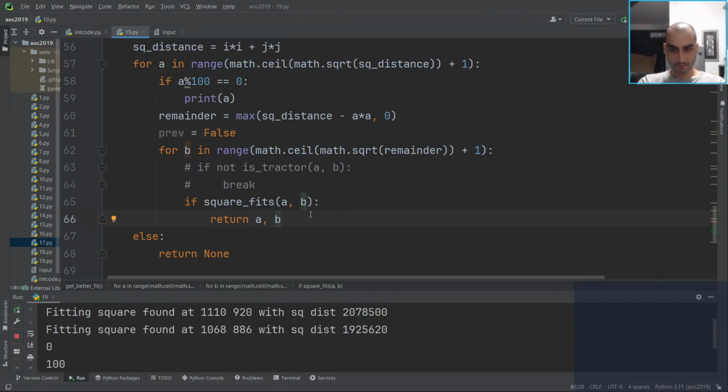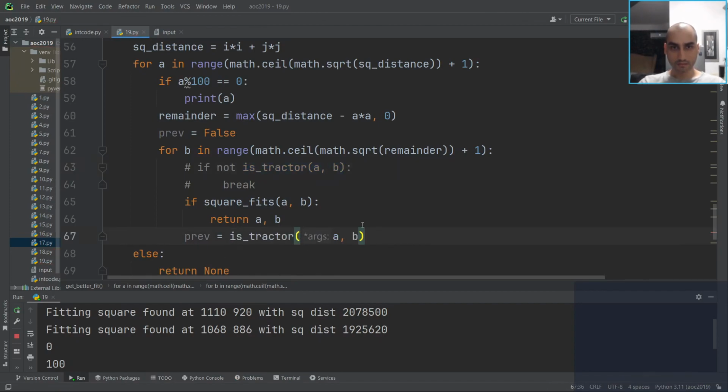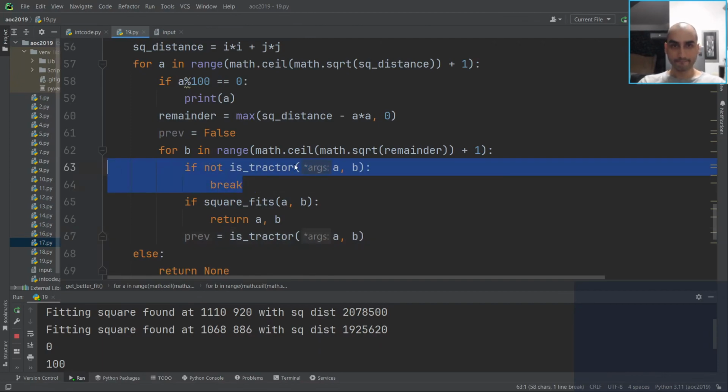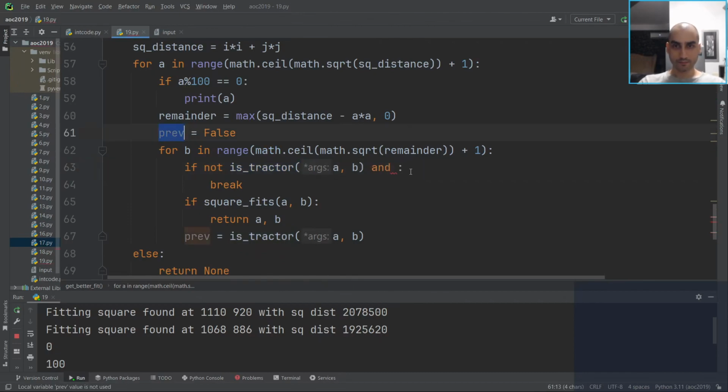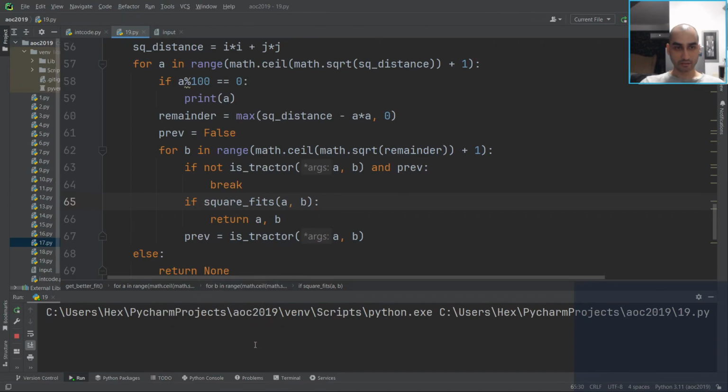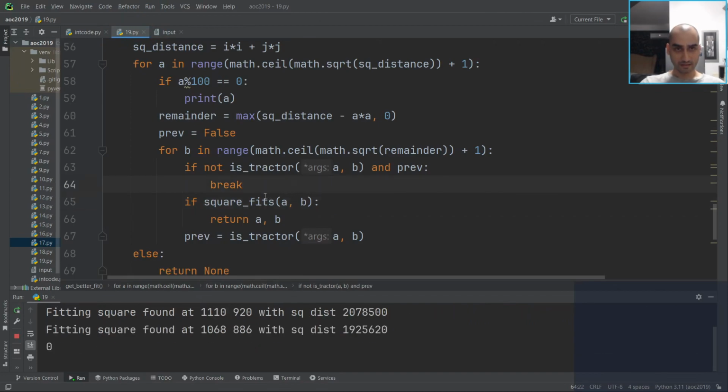We can say prev equals is tractor, whatever this is. So at this point, if we're at a non-tractor and prev was a tractor, then we can break. There's no point trying any more below because it's all going to be non-fits. Alright, let's try that now. So that will reduce the amount of B's we try. We could do the same for A.